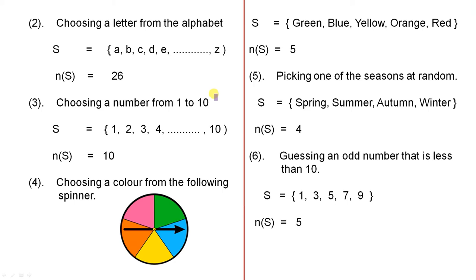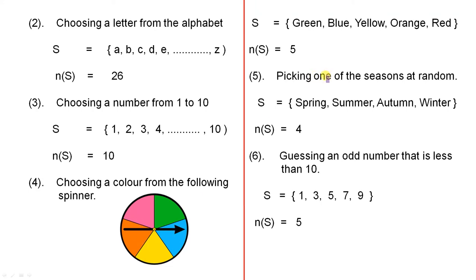Choosing a number from 1 to 10, the sample space is 1, 2, 3, 4 and all the numbers up to 10. So the number in the sample space is 10. Choosing a colour from the following spinner. We notice here that this spinner has 5 colours: green, blue, yellow, orange and red. So the number in the sample space is 5. Some people might think this is pink, but it doesn't matter. The two colours are different and there are 5 of them.